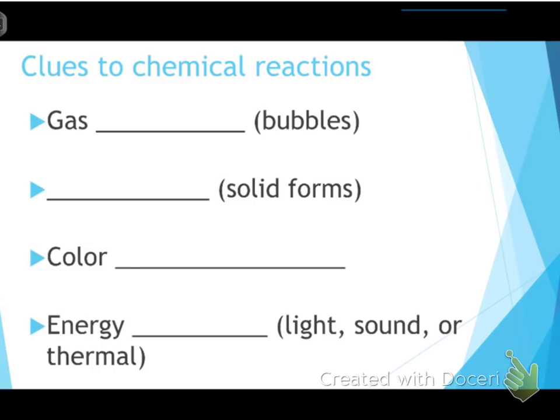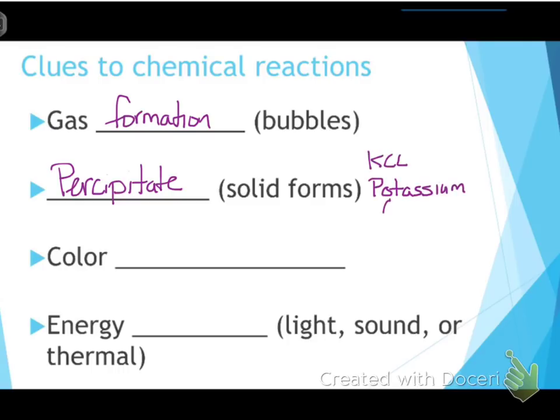All right, clues to chemical reactions. Gas formation or bubbles. Remember when we did the experiment in the lab and we had the baking soda and vinegar and the balloon, and we dumped them in there and the bubbles formed? That's a chemical reaction. Precipitate or solid forms. I told you about potassium chloride.